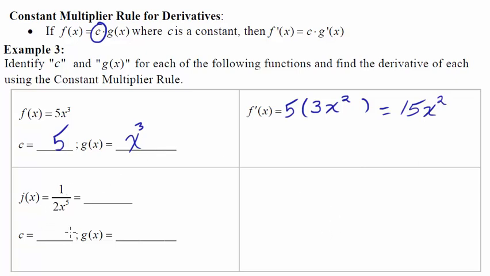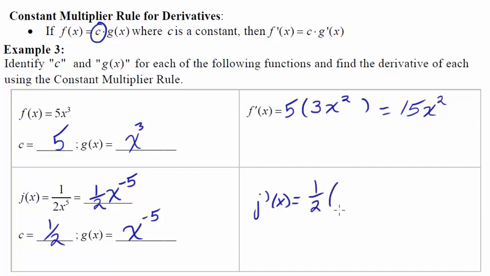Okay, now here I'm going to have to rewrite this a little. So I'm going to rewrite this as 1/2 x to the negative 5. Okay, in this case, my constant is the half, and my function is x to the negative 5. So when I take the derivative here, let's call this j prime of x. The 1/2 just comes along for the ride. And then when I take the derivative of x to the negative 5, I get negative 5 x to the negative 6. Okay, and if you wanted to simplify this a little, I can combine those two constants as negative 5/2 x to the negative 6.